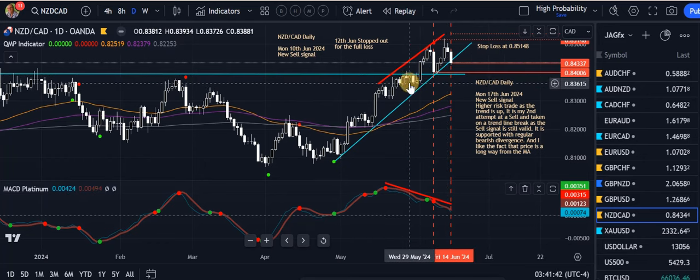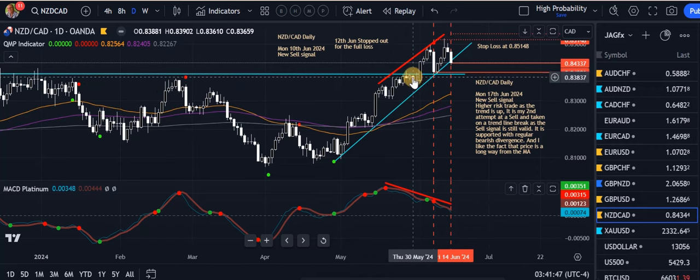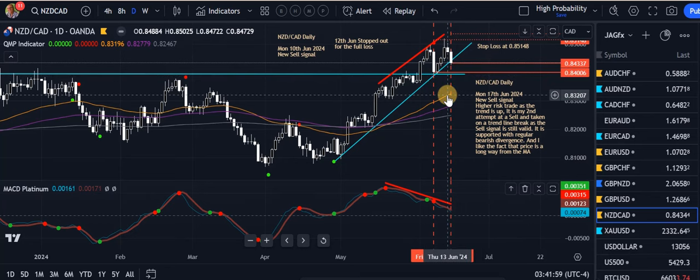You can see it's like resistance there, resistance there, resistance there. Come up here, resistance, come down, bang, push through it, came down, support, up. Now it's coming back to it. So we don't know, but I do like the fact that the price is a long way from the moving averages. So I'm taking a new sell on New Zealand CAD on Monday.